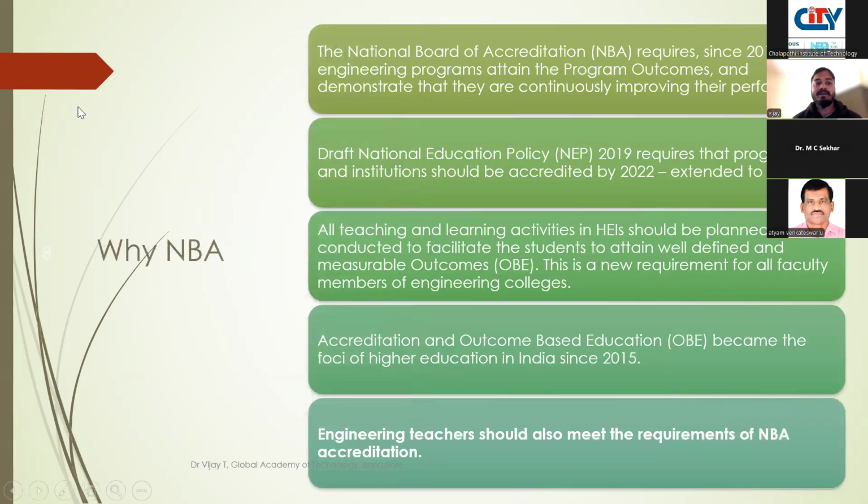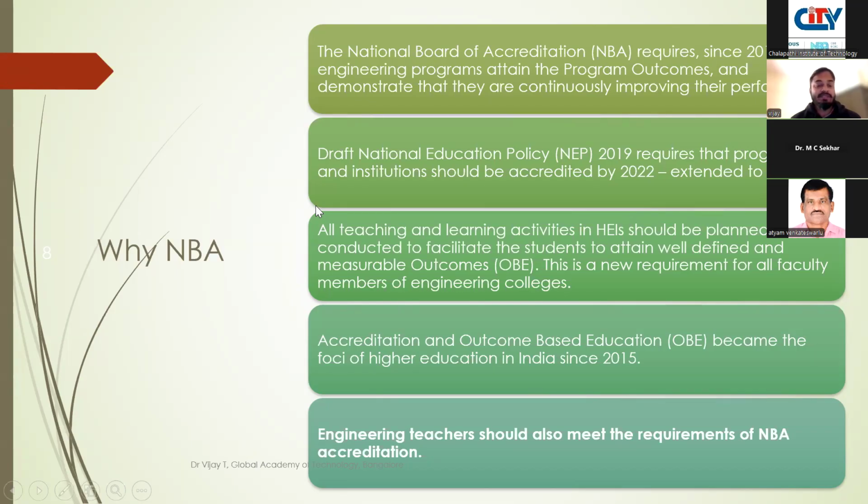We will come to these two statements when we map the various aspects in the criteria. So when you look at why you require NBA, is it just a process where you develop documents and then go ahead with all other aspects? No, it is not going to happen that way. The true spirit of outcome-based education can be seen only through the National Board of Accreditation. NBA came into existence, and since 2015, all engineering programs must attain the program outcomes and demonstrate that they are continually improving in their performance, which is a mandate by AICTE.